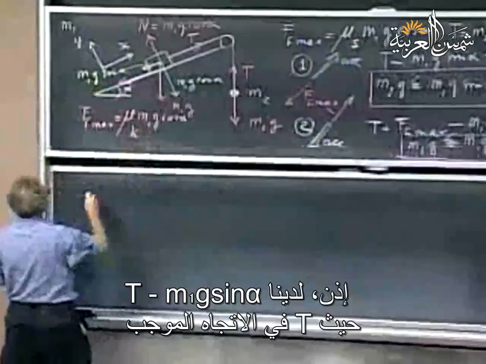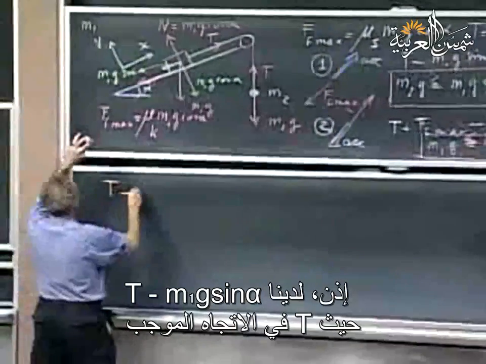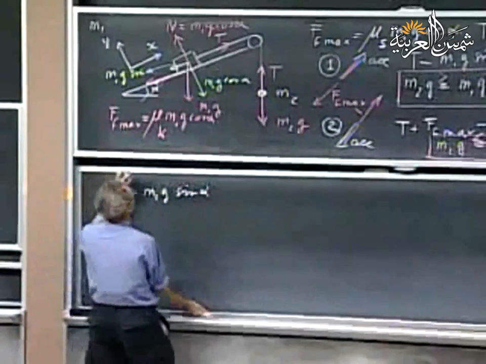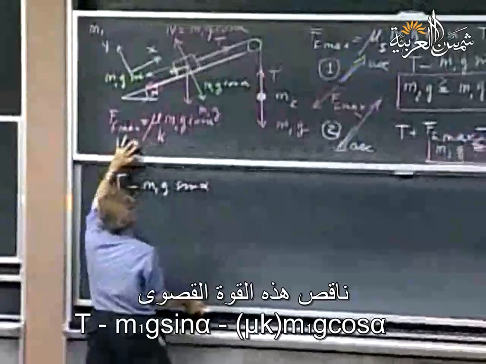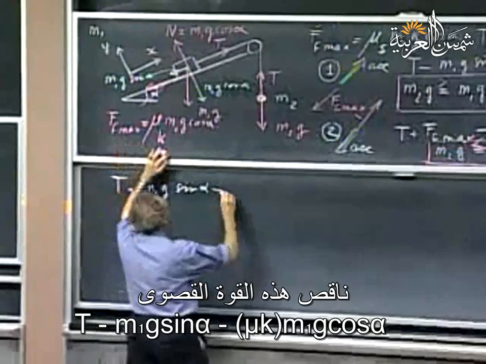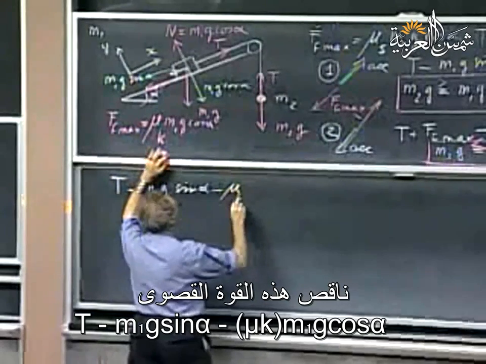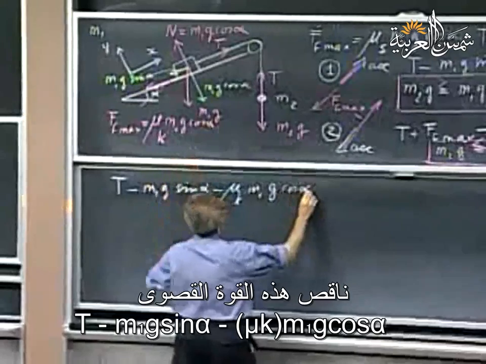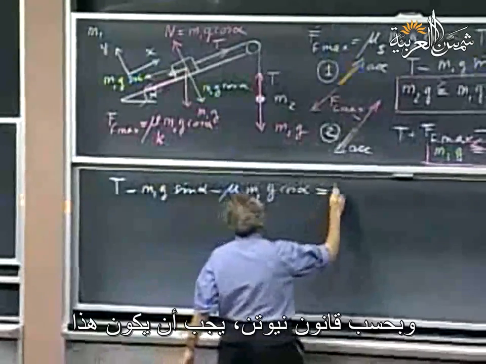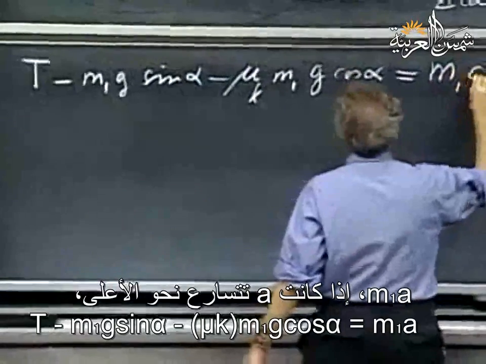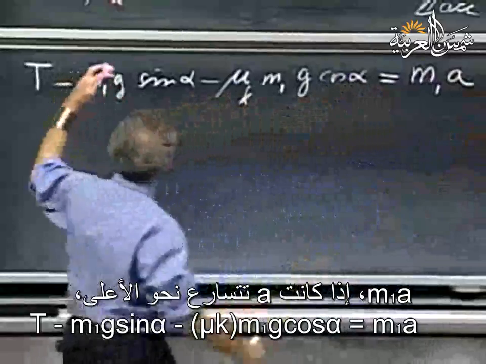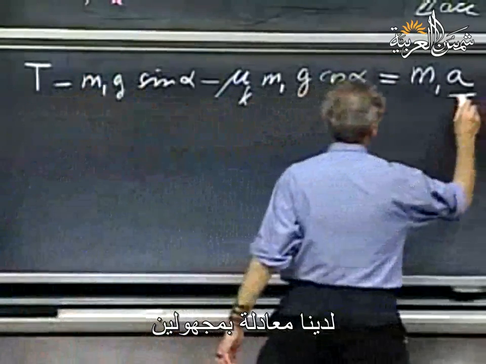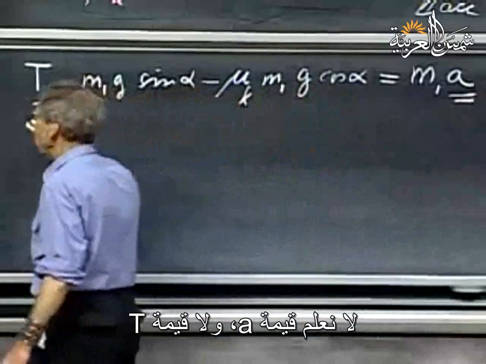So we have T in the positive direction minus m1 g sine alpha minus this maximum force, minus mu k m1 g cosine alpha, and that now, according to Newton's law, must be m1 times a, if a is the acceleration uphill. One equation with two unknowns. You don't know a and you don't know T.